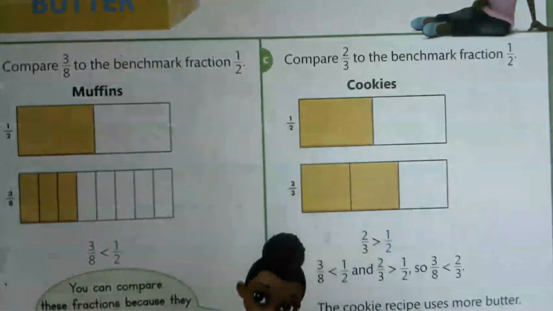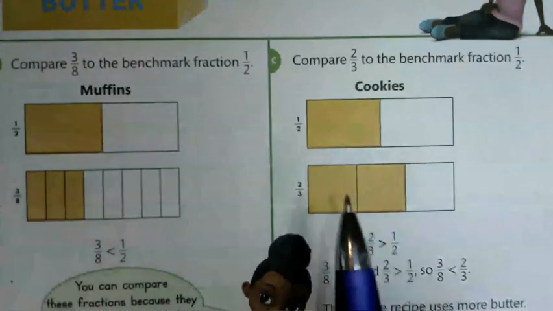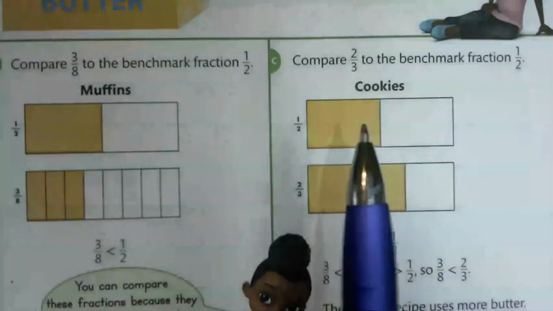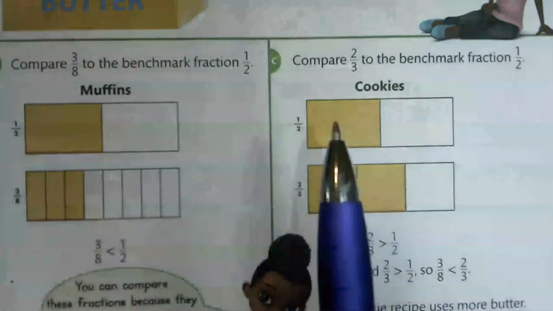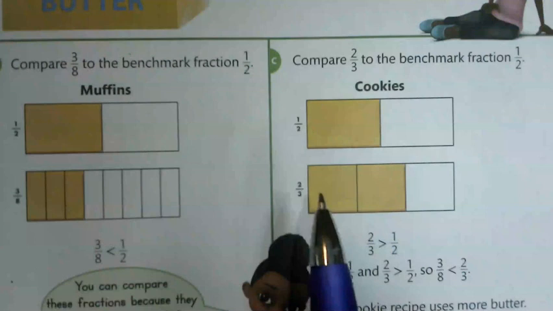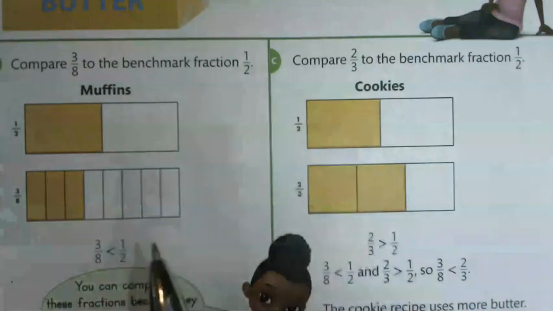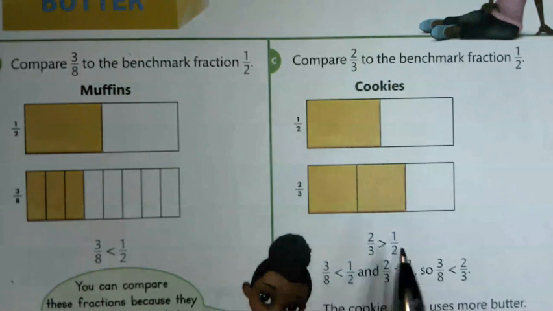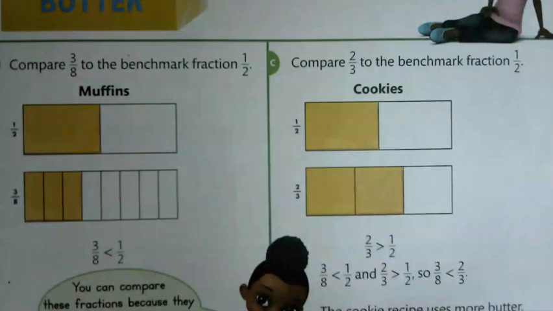So which one of these two recipes requires more butter? Well, we would know that cookies, because 2/3 is bigger than 1/2, and 3/8 is less than 1/2, which means that 3/8 must be less than 2/3. Okay? And that's all they wrote down here. 3/8 is less than 1/2, 2/3 is bigger than 1/2, so 3/8 is less than 2/3. So cookies use more butter.